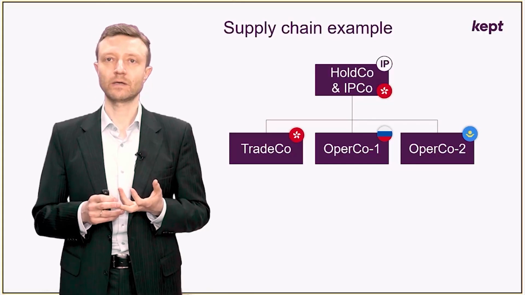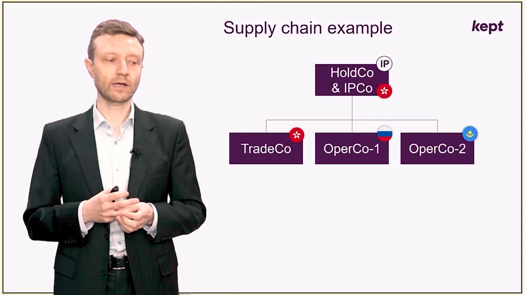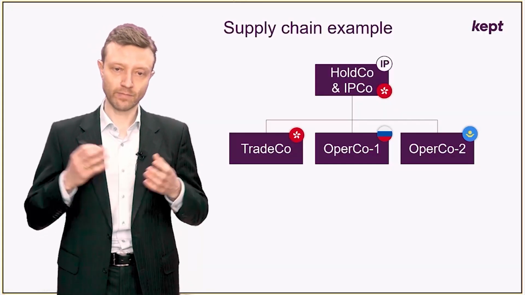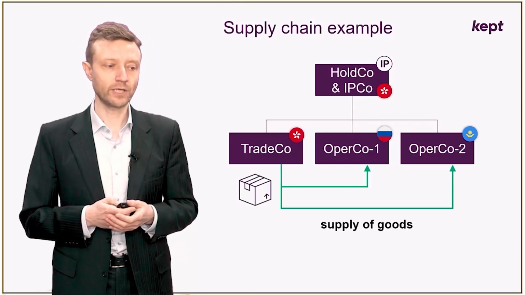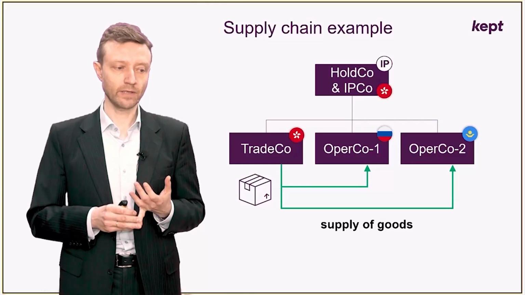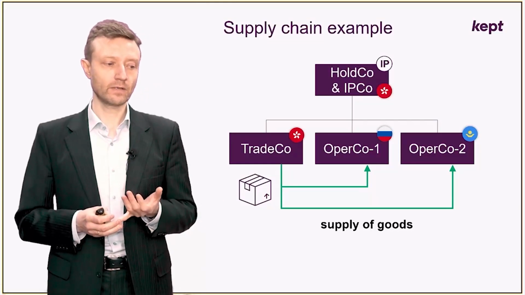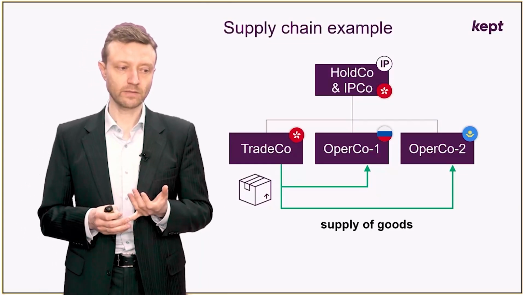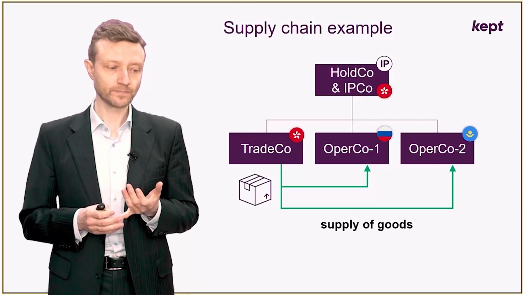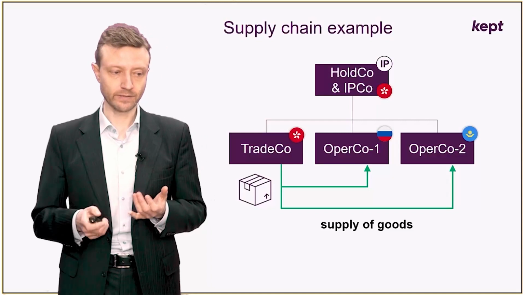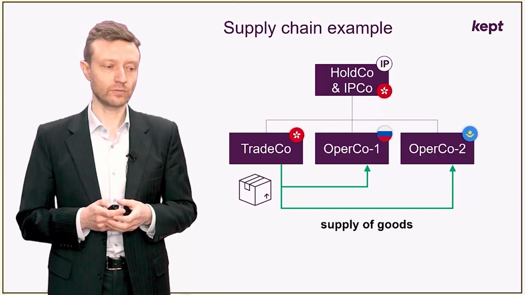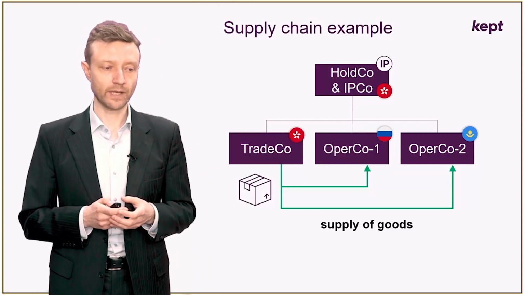They, let's say, sell goods that they acquire from the trading company or the procurement company that is located in Hong Kong. So the supply chain looks like this. The trading company or the procurement company acquires goods from the markets and then supplies them to the operating companies. This is what is shown on the diagram on the slides.